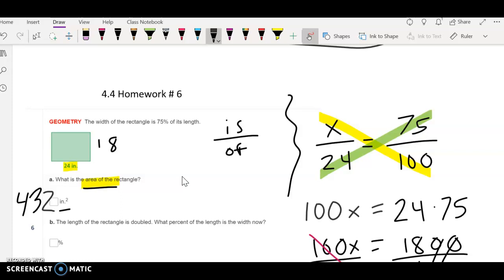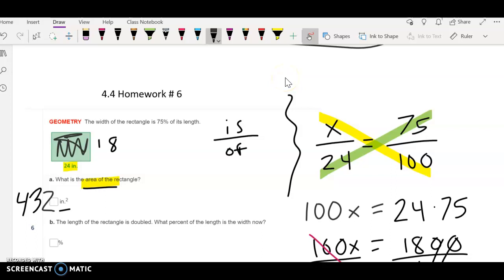Anytime you're dealing with a unit squared, in this case inches squared, it is going to be dealing with area. So that means what's inside of here, not the perimeter. Perimeter's outside, area's inside. So now we're going to look at B.